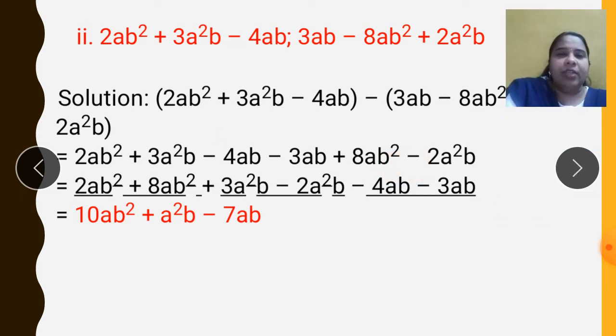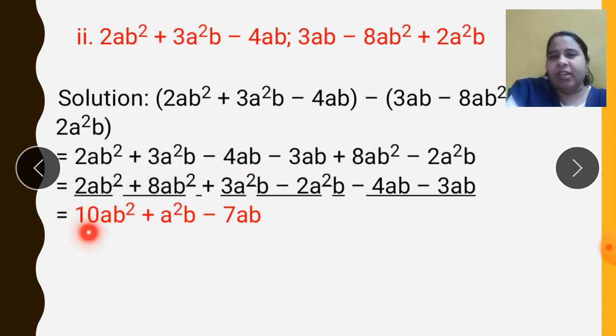Now in this sum, you need to take care about the terms. They are a little bit confusing. See, ab square. Now search for the like term. Where is it? ab square. This is a like term. Yes. So 2 and 8 should be written together. Like term ab square. Same with this: 3a square b. Where is the like term? Here. Minus 2a square b. They should be written together. Then minus 4ab and minus 3ab together. Here. Last term. Now add it quickly.